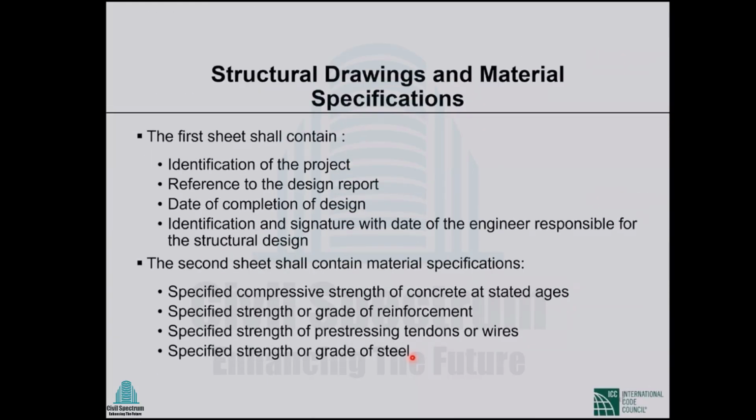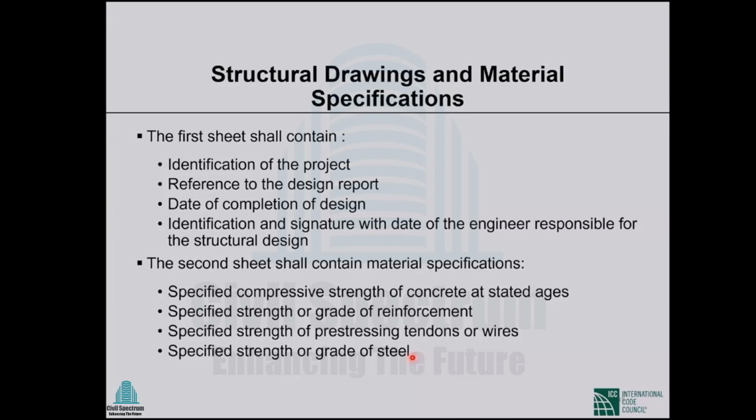In addition to that, in the structural drawings, what should be there? It is mentioned sheet by sheet, what should be there in the first sheet, what should be there in the second sheet. That is interesting. So we should all follow these guidelines. In the first sheet, identification of the project, reference to the design report, date of completion of design, identification and signature with date of the engineer responsible for the structural design.